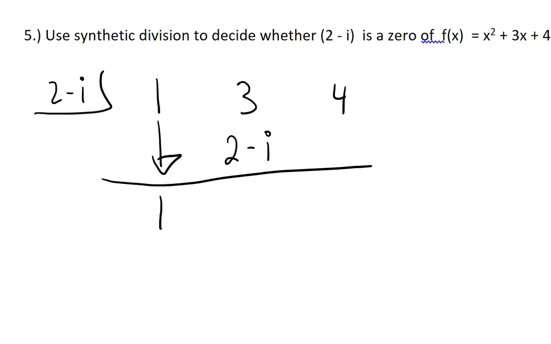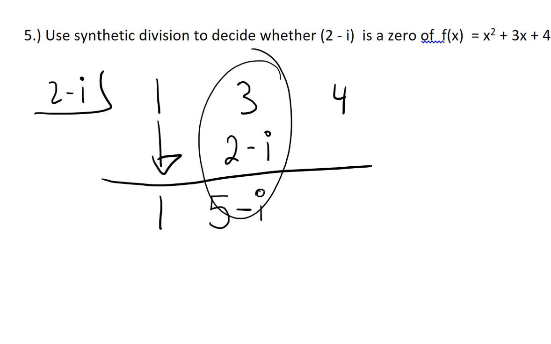If you started number 5, I'm guessing maybe some of you had a little trouble with that, because we're using an imaginary solution to see if it's a zero for the function. I'm still going to set it up the same way. The 2 minus i goes in the upper left corner. I'm going to drop down that 1, and I'm going to multiply, or what I did is I took the -2i and I times it by 1. That's how I got this right here. So I want to continue with that idea. And what we do now is we add these two together. And what you're going to get is 5 minus i.